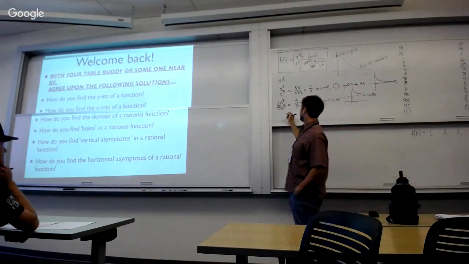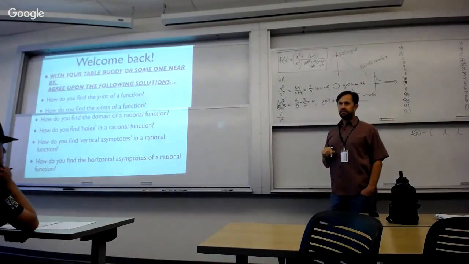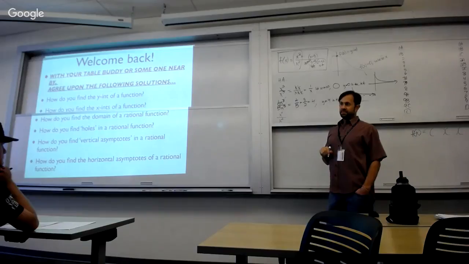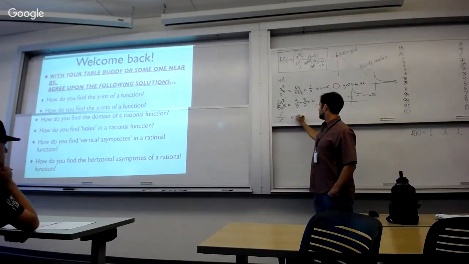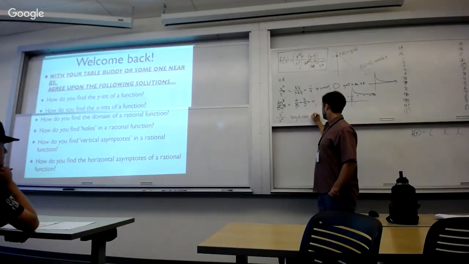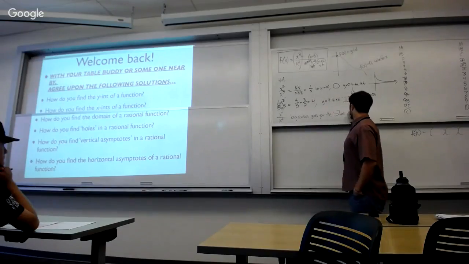Last possibility is that your degree is larger on top than it is on bottom. And what do you have to do then? A little bit of work you have to do. What do you have to do? Long division, actual long division. And long division will tell you the what? The slant asymptote. Right.